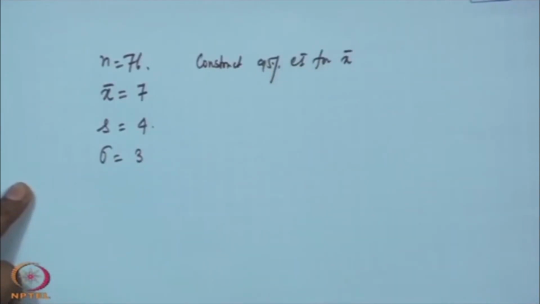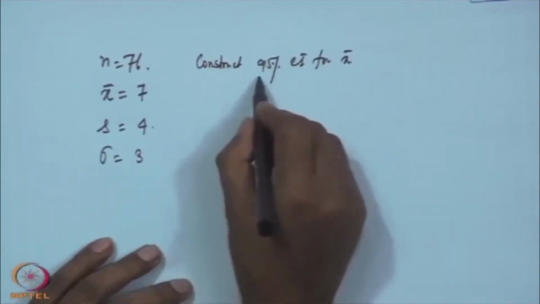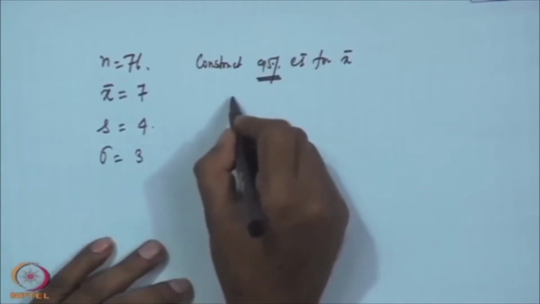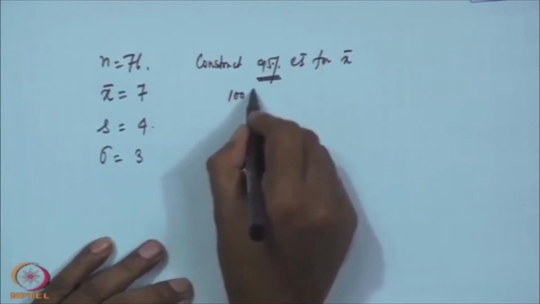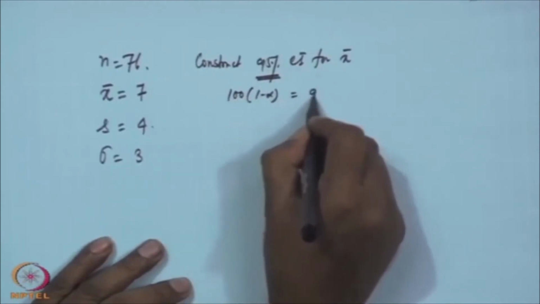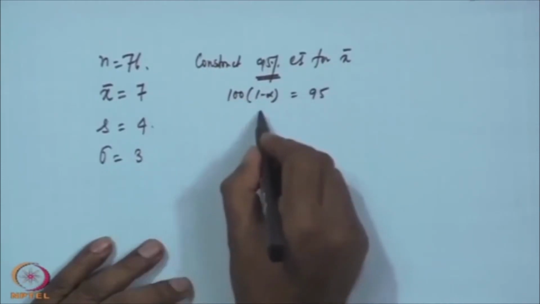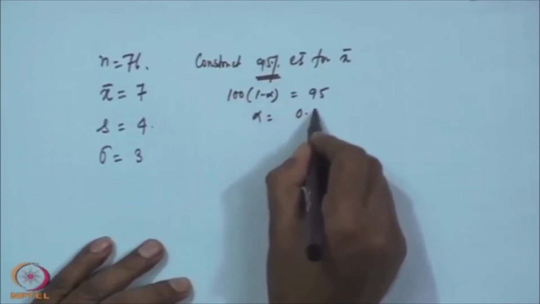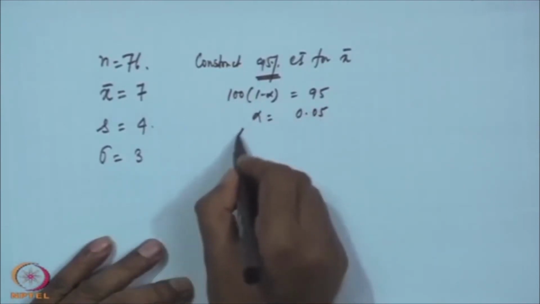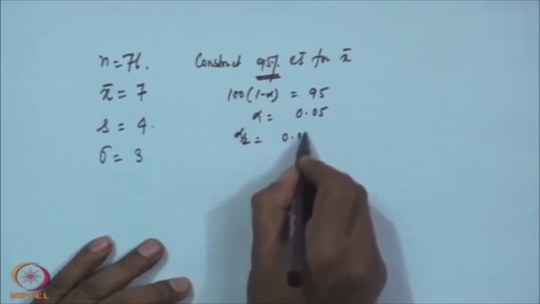This is your work. Now, see, when I say 95%, that means we are saying that 100 into (1 minus alpha) is equal to 95. So, you are getting alpha equal to 0.05. So, what is my alpha by 2? 0.025.